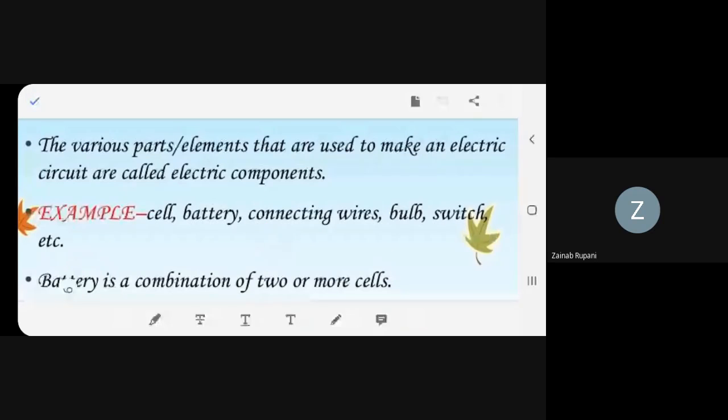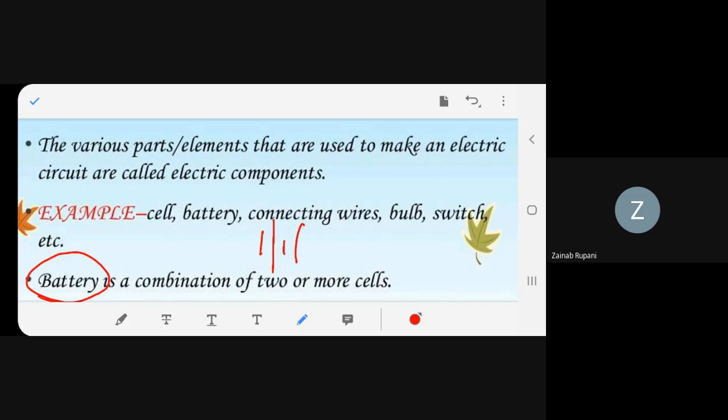This is a cell. But if I add another cell, it becomes a battery. You understand now? So a battery is a combination of two or maybe many cells, but more than one cell has to be added, then only it becomes a battery. So now you got the difference between a cell and a battery? Yes, ma'am. All of you understood? Yes.